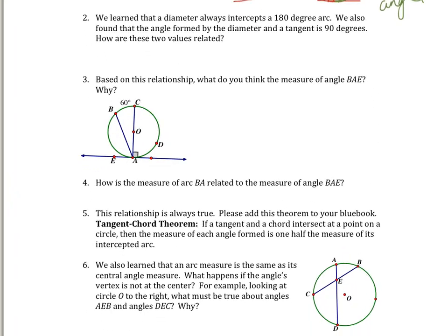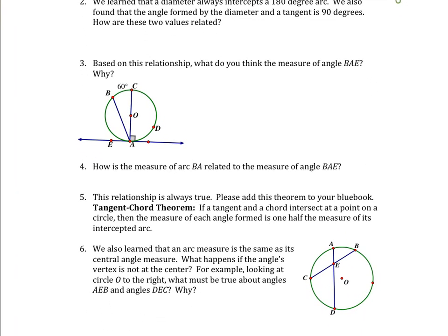Going to number 3, using that same idea, what do we think is going on here? Well, we know that we have a 90-degree angle, so that means that this also has to be 90. And if this is 60 right here, we know its inscribed angle measure is 30, or half of it. So then I know that the measure of angle BAE has to equal 60, because that would be complementary with the 30.